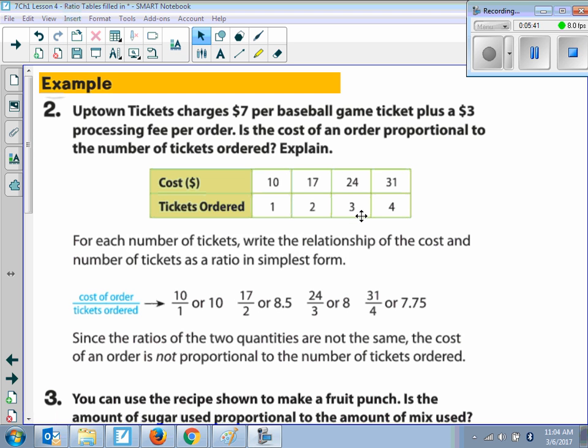Are they the same or are they different? If they're the same, it's proportional. If they are different, they're non-proportional. Very good. So here, for 10 to 1, that's going to be 10. 17 to 2, when we change that to a unit rate, it's going to be 8.5 to 1. 24 to 3, that simplifies to 8 to 1. And then 31 to 4, that simplifies to 7.75 to 1. So since each one of those unit rates is different, is this proportional? No. This is non-proportional. Simple?